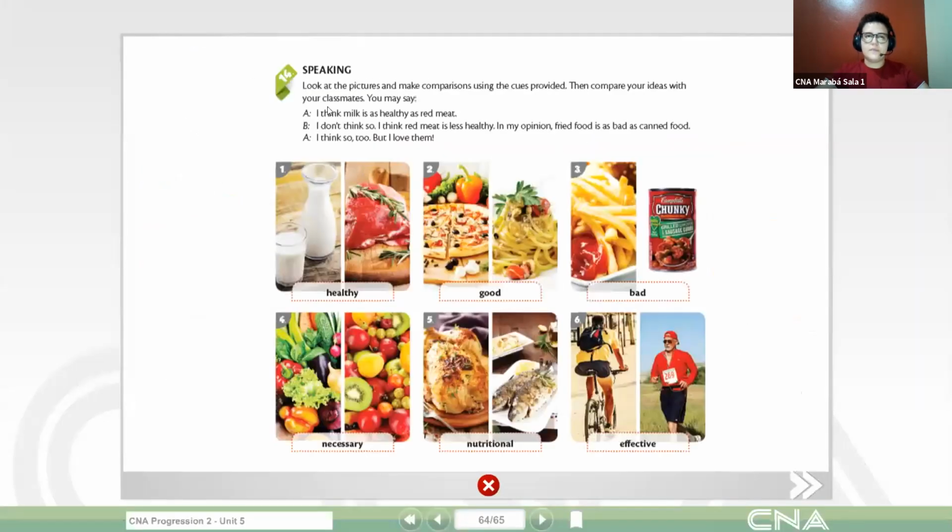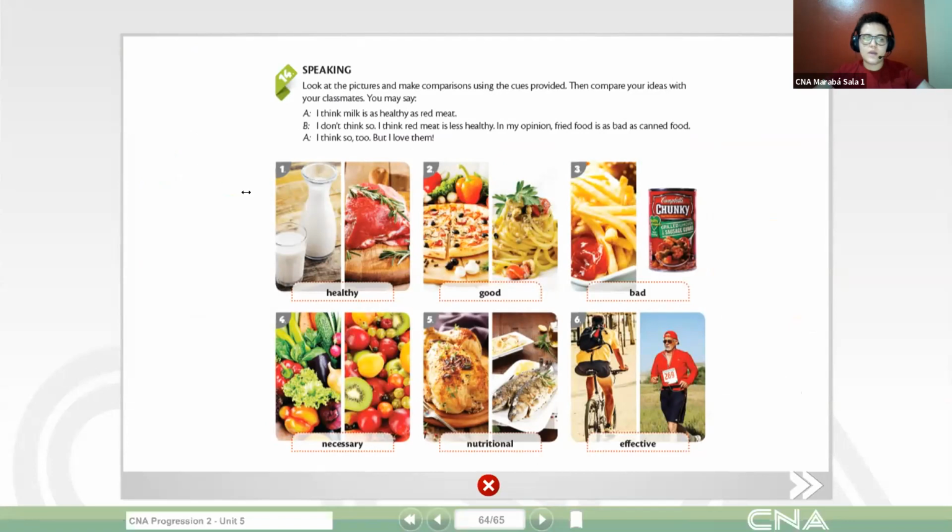Activity 14. Look at the pictures and make comparisons using the cues provided. Then compare your ideas with your classmates. You may say, I think milk is as healthy as red meat. I don't think so. I think red meat is less healthy. In my opinion, fried food is as bad as canned food. I think so too. So here we have, in one picture, in one number, two different kinds of food that you are going to compare.